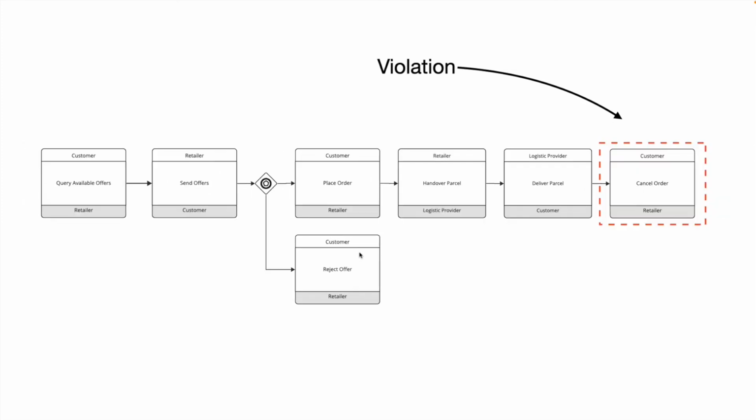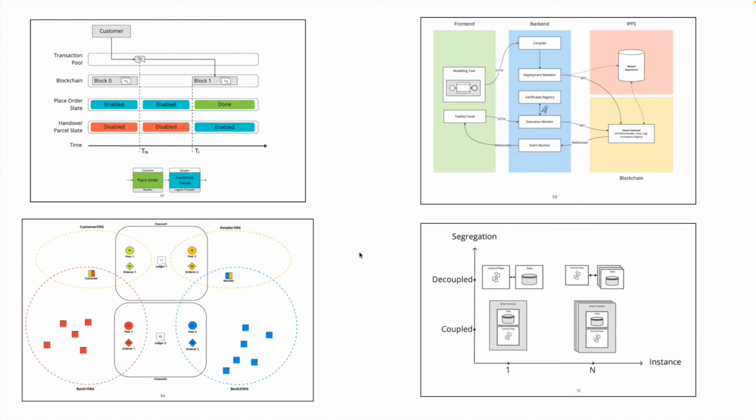But that doesn't mean the combination can happen however we want. We still have a condition to follow. For example, here, the customer can't cancel the order after delivering the parcel. And that's basically it.